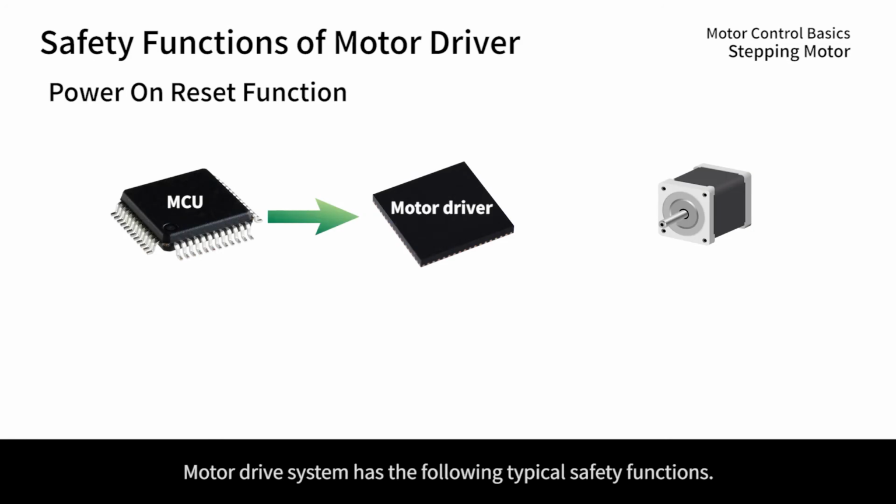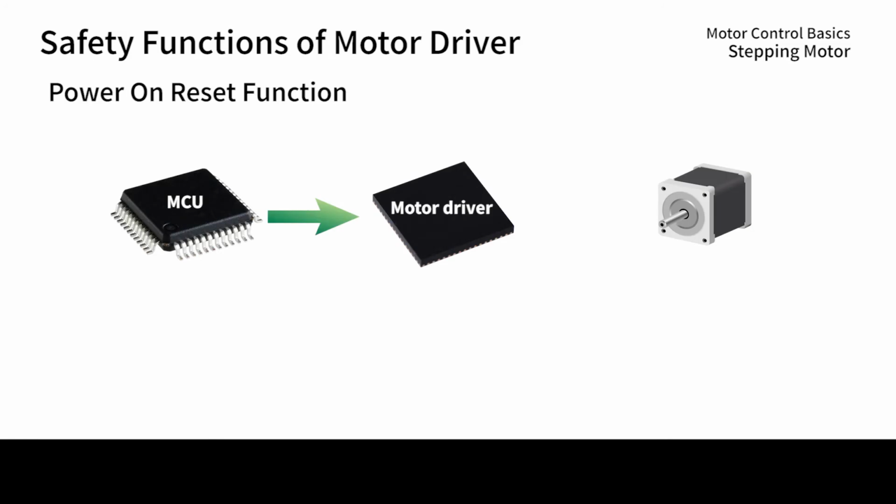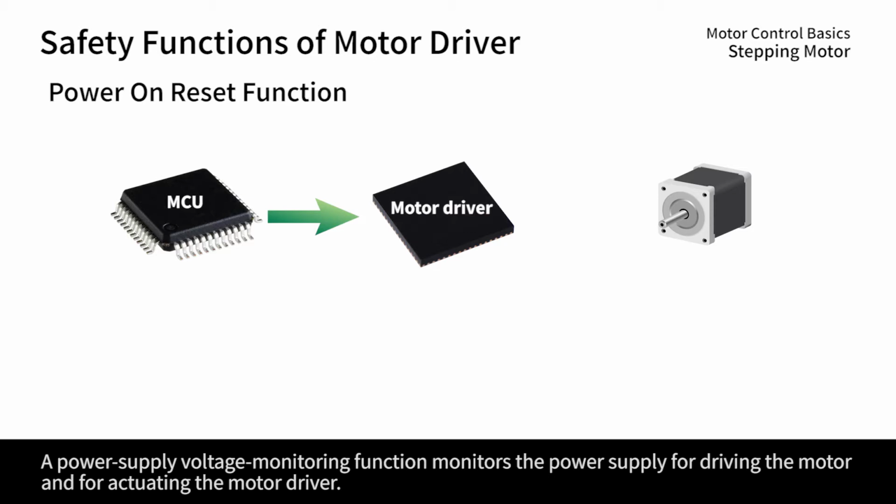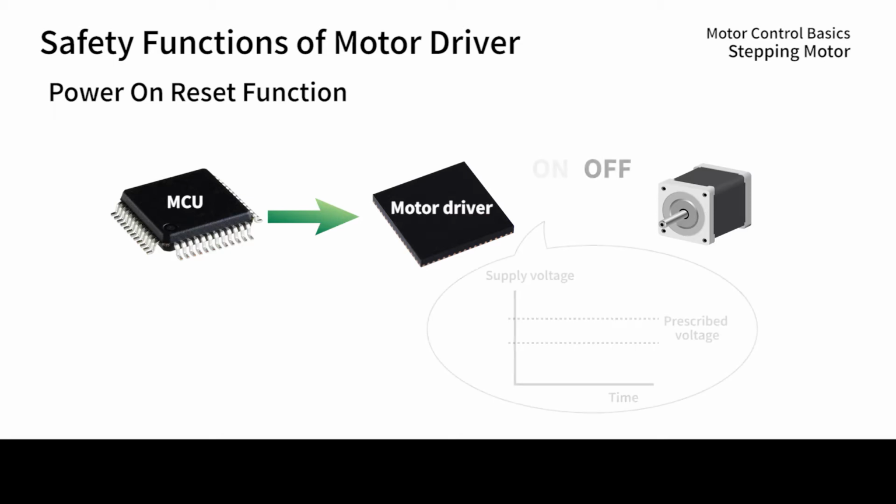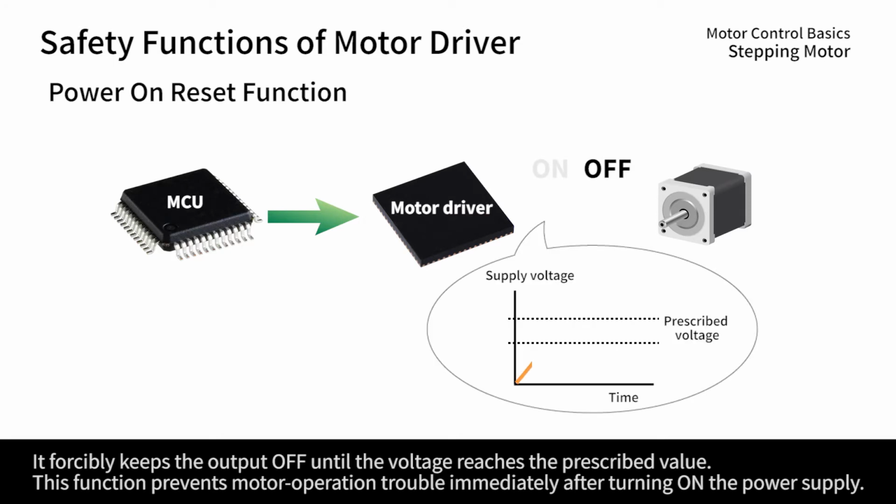Motor drive system has the following typical safety functions. A power supply voltage monitoring function monitors the power supply for driving the motor and for actuating the motor driver. It forcibly keeps the output off until the voltage reaches the prescribed value. This function prevents motor operation trouble immediately after turning on the power supply.